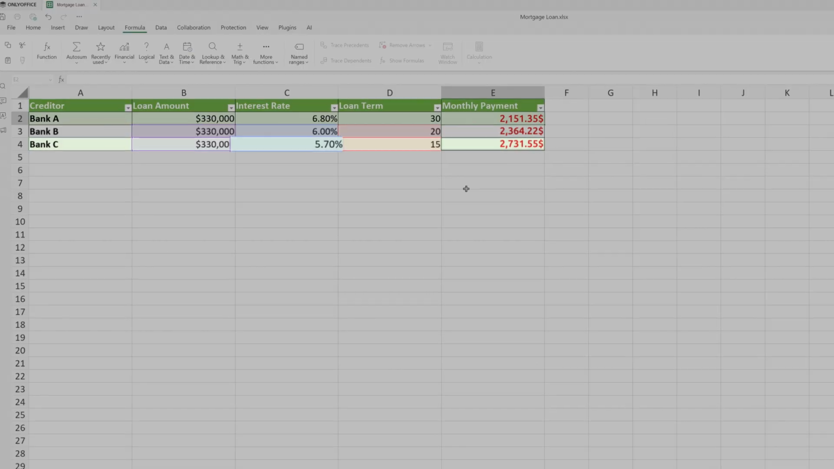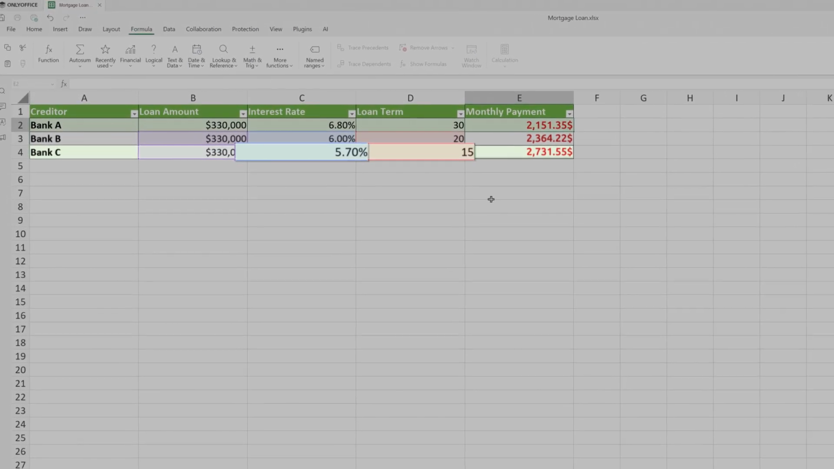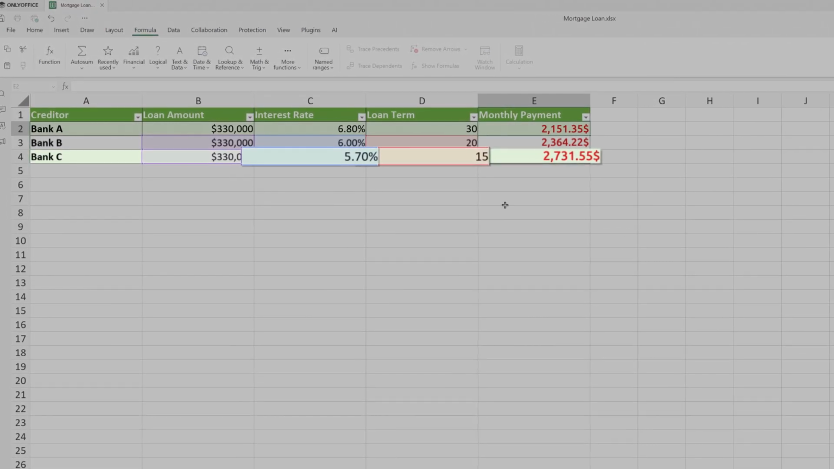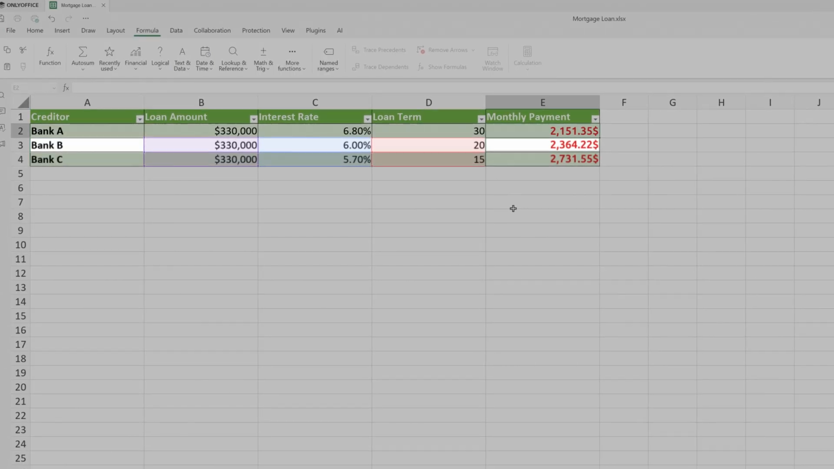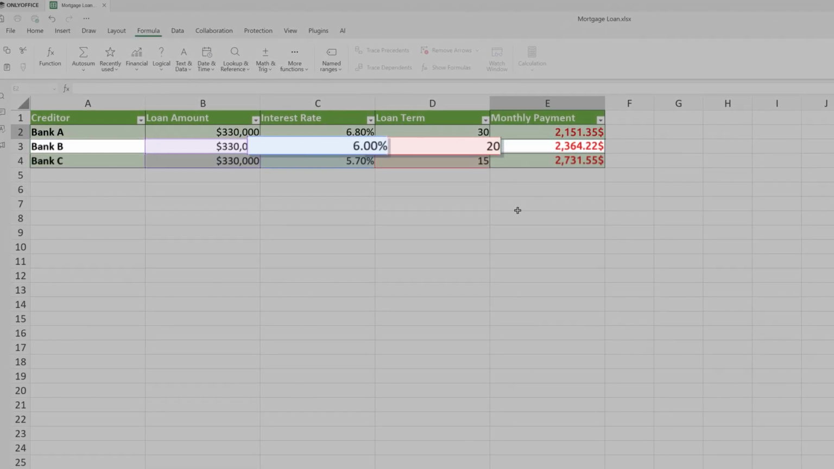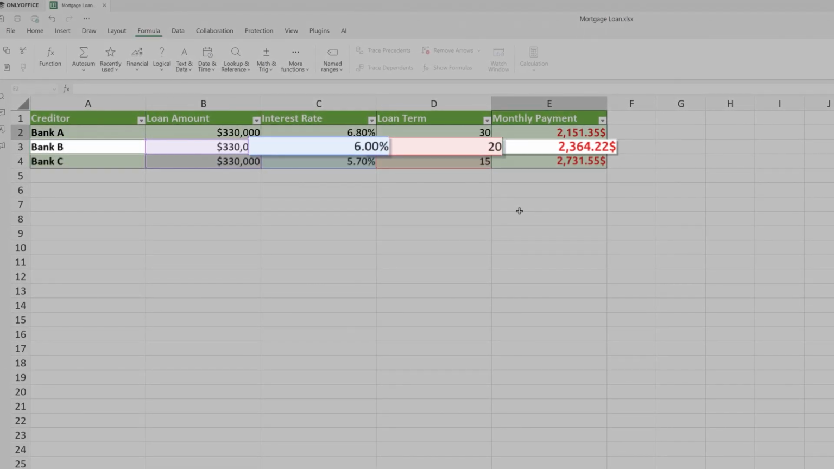Bank C has lower interest rate, but loan must be paid sooner and monthly payments are higher. Bank B allows to pay loan for 20 years at a higher rate, but monthly payments are less burdening.